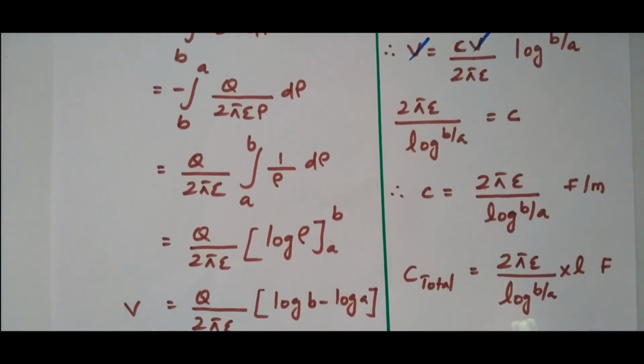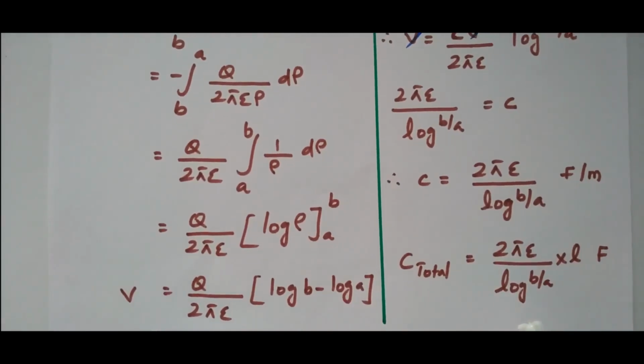Suppose you want to find the total capacitance. Here we considered only 1 meter length of underground cable. If you want to find it for the entire length of the cable, C total equals 2 pi epsilon divided by log b by a, multiplied by L, the length of the capacitor, so that the unit will be farad, right? The unit is farad. So in this video, we discussed the derivation for the cylindrical capacitor. We got the expression for capacitance of a cylindrical capacitor. This is nothing but an underground cable, right? We got the expression for capacitance per meter as well as total capacitance.